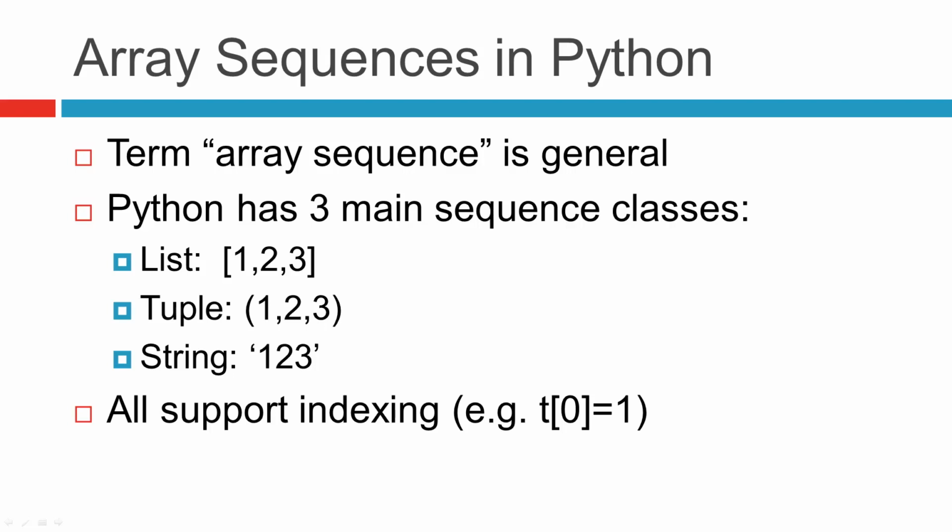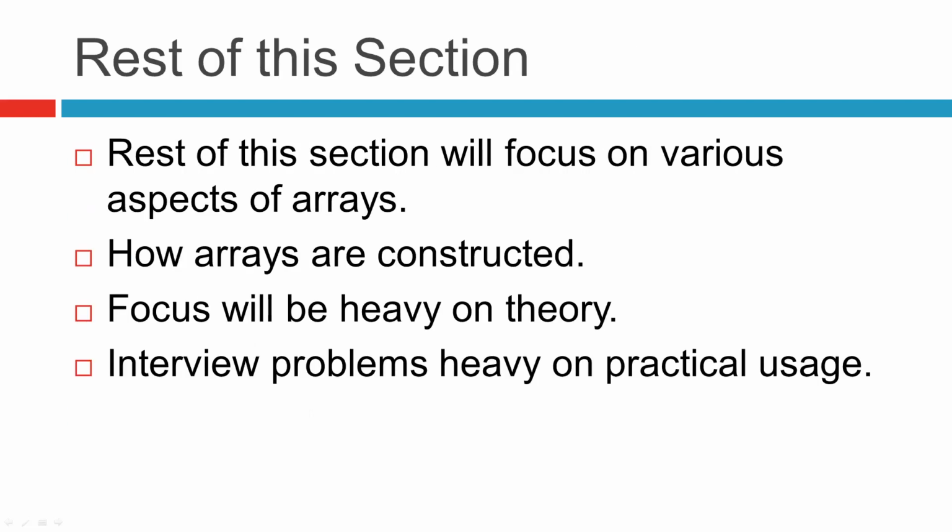So all of these support indexing. For example, if I had any of these objects and indexed them at 0, they would all return the element 1. Okay, so again, as I mentioned, for the rest of this section, we're going to focus on various aspects of arrays, how arrays are constructed.